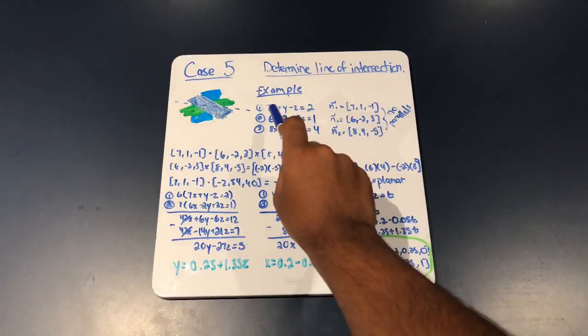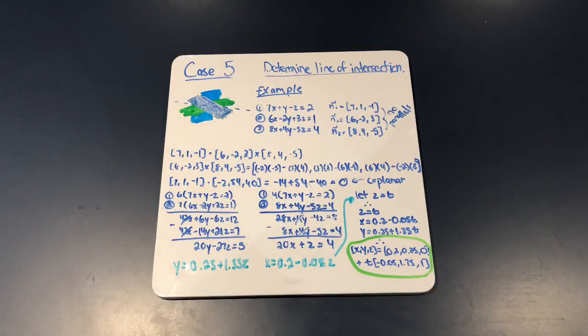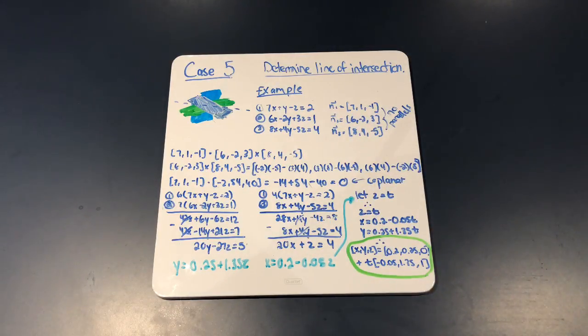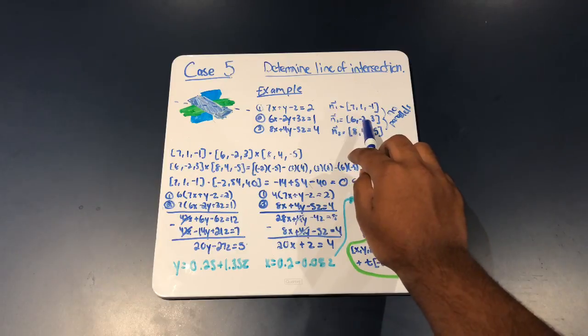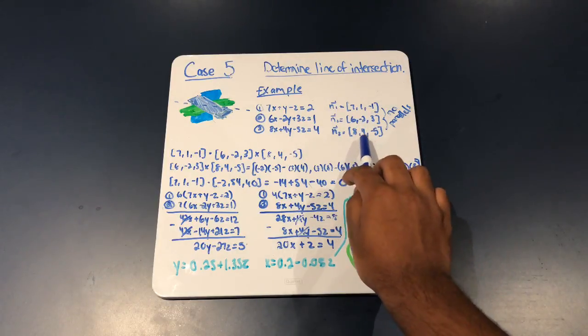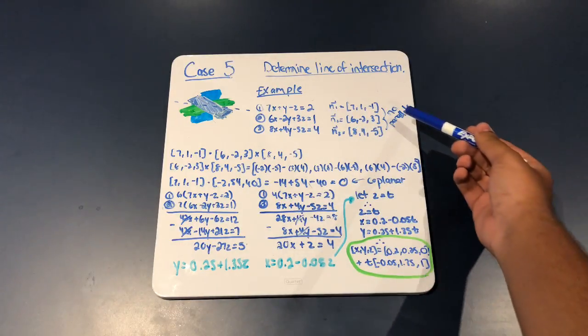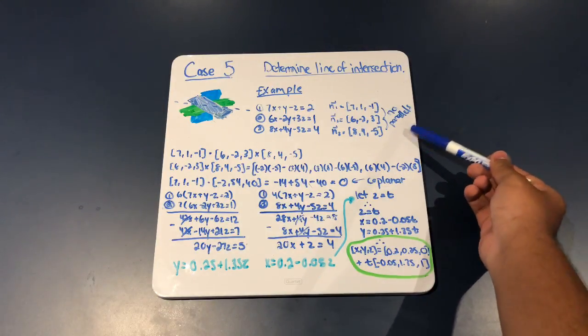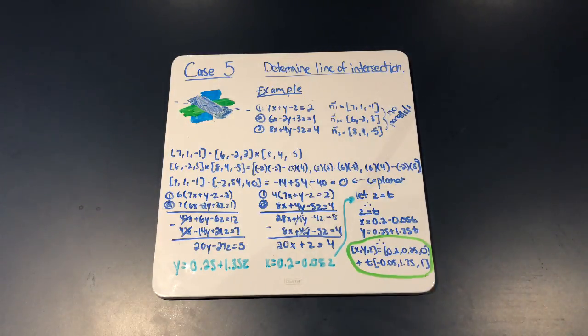The first plane is modeled by 7x + y - z = 2. The second plane is modeled by 6x - 2y + 3z = 1. And the third plane is modeled by 8x + 4y - 5z = 4. The normal 1 equals (7, 1, -1). Normal 2 equals (6, -2, 3). Normal 3 equals (8, 4, -5). Since none of them are scalar multiples of each other, we can determine that there are no parallels. So criteria 1 is met.